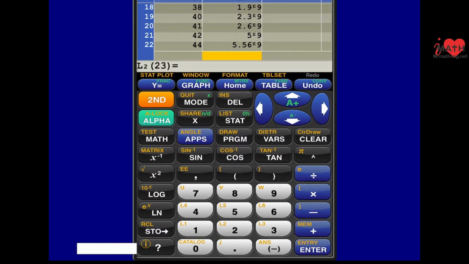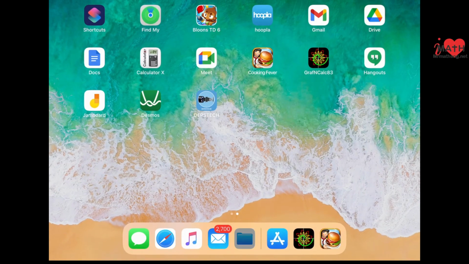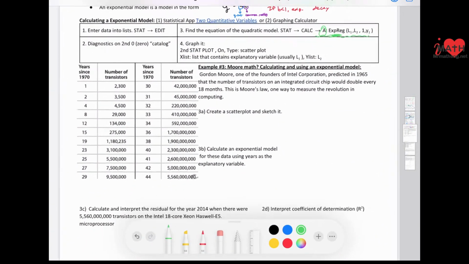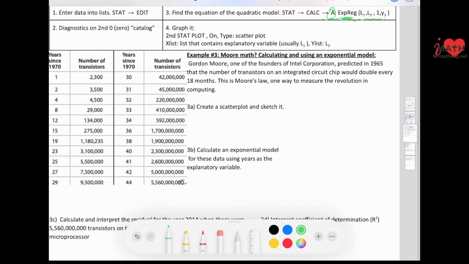All right, now let's go over that problem. Let me read it to you. I can always come back here. Gordon Moore, one of the founders of Intel Corporation, predicted in 1965 that the number of transistors on an integrated circuit chip would double every 18 months. This is Moore's law, one way to measure the revolution in computing. 3A, create a scatter plot and sketch it.